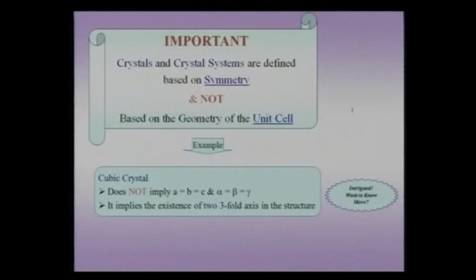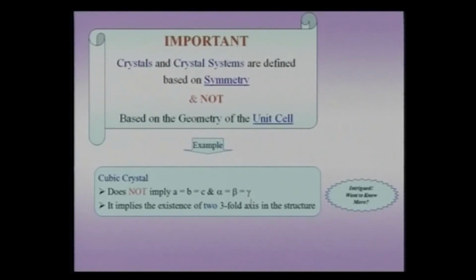So the important thing is that crystals and crystal systems are defined based on symmetry and not on the geometry of the unit cell. So whenever I am talking about a cubic crystal, I do not mean a equal to b equal to c and alpha equal to beta equal to gamma. What I mean is the existence of two threefold axes, which will automatically generate the four threefold axes, and therefore a cubic crystal will always have four threefold axes.